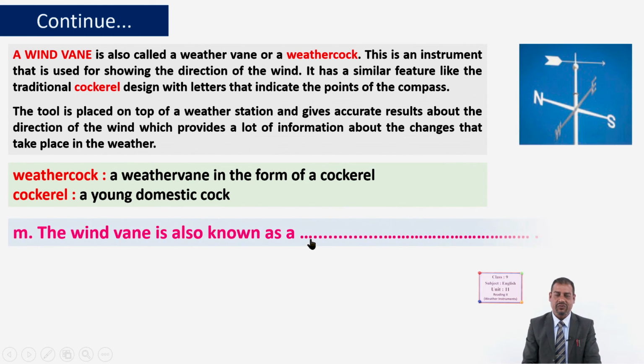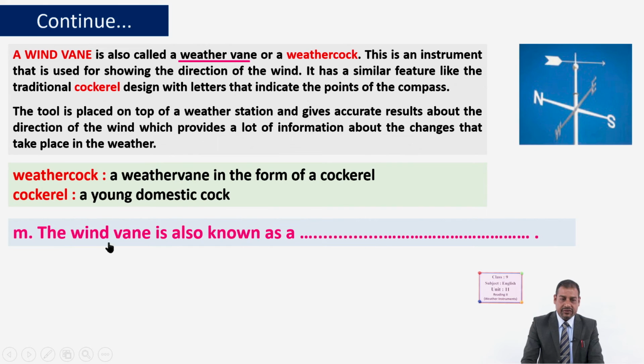Dear students, now again I have a task for you. The wind vane is also known as a, now you have to find out the correct word. What is that? You search it, please. Are you searching? Have you got it? Okay, where is it? Can you tell me the line? In the first line or second line or third line or in the second paragraph? Okay, it is in the first line. So that is weather vane.